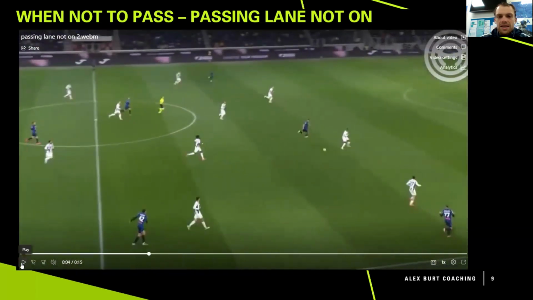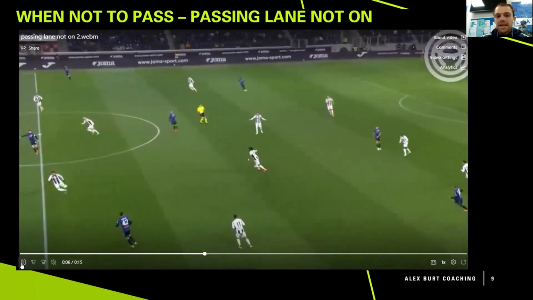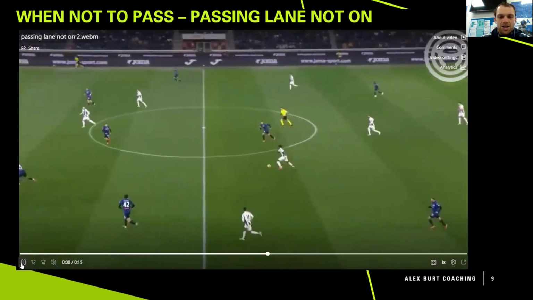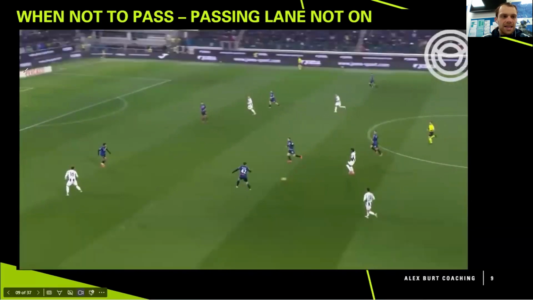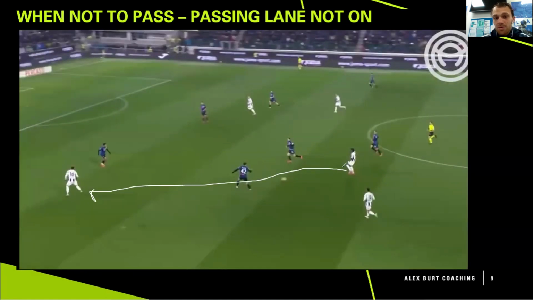So here we can see an unsuccessful pass. The passing lane was not on. And here's another example from a Juventus player who tries to play a pass into the number 10 here. But you can clearly see that the passing pathway is actually not on. It's being blocked by the Atalanta player number 42. And so what he should have done here was not pass the ball and stay on the ball. He's got some time to stay on the ball, or perhaps perform another pass, which there's a clear passing lane to do.